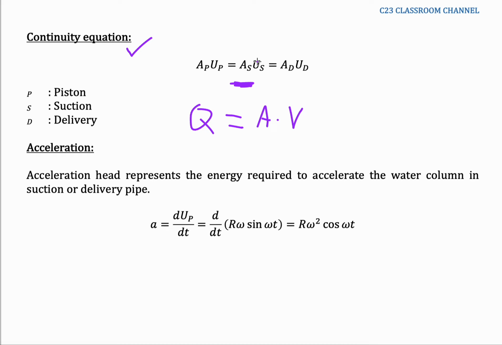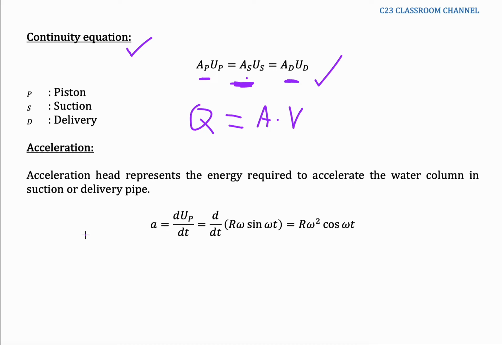In a reciprocating pump situation, we could calculate the flow rate by multiplying A, the cross-sectional area of the piston, with the velocity of the piston. It is equal to the cross-sectional area of the suction pipe with the velocity of flow inside the suction pipe, and it can be equalized with the cross-sectional area of the delivery pipe multiplied with the velocity of flow inside the delivery pipe. So this is the common idea. I hope you could remember this.